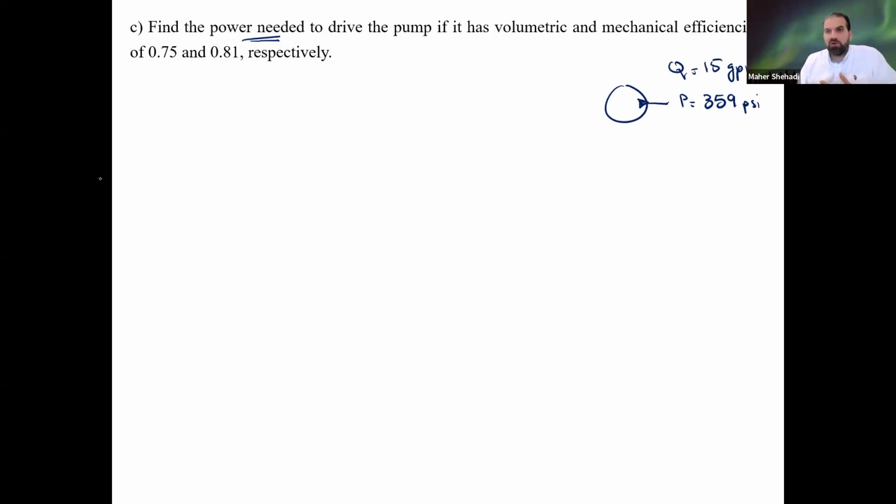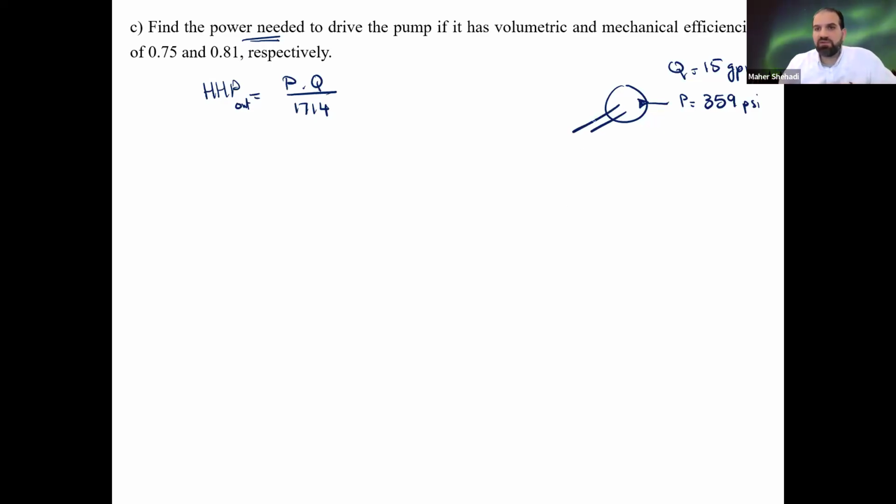Usually we would say PQ over 1714. That's actually what we call the hydraulic horsepower, and that's the output from the pump. That's how much the pump is delivering in terms of power. So it's PQ over 1714. This would give me what we call the hydraulic horsepower. That's not what they're asking us to find. They're asking you to find the power needed to drive the pump.